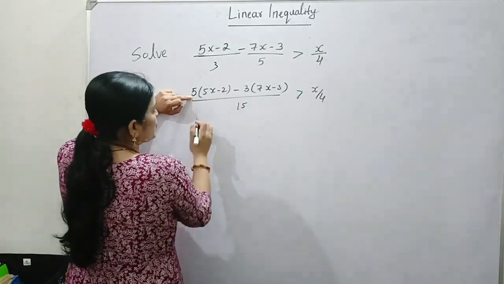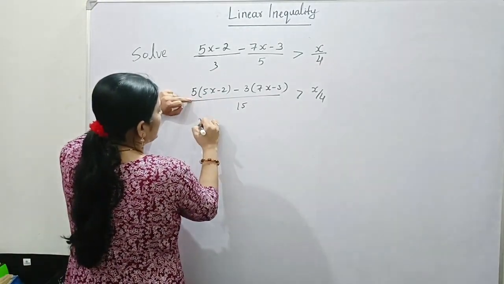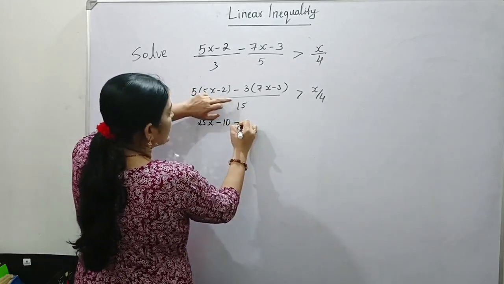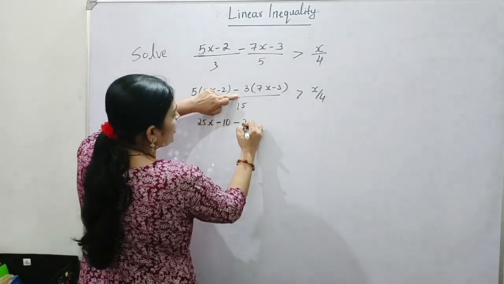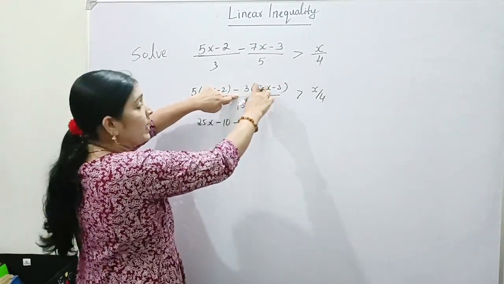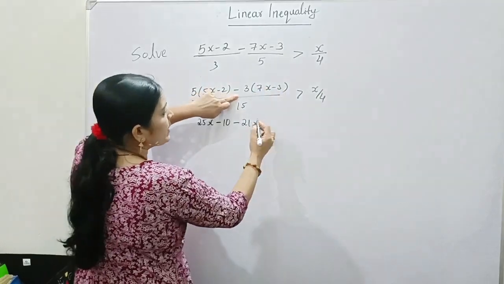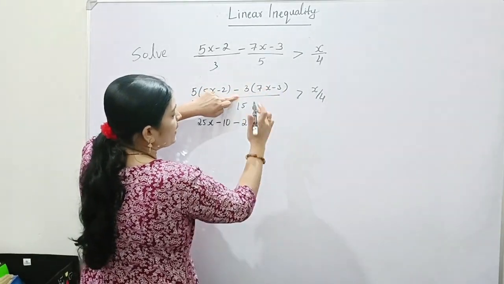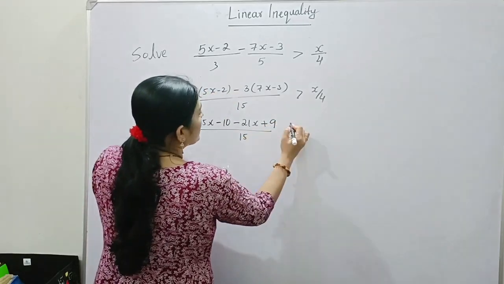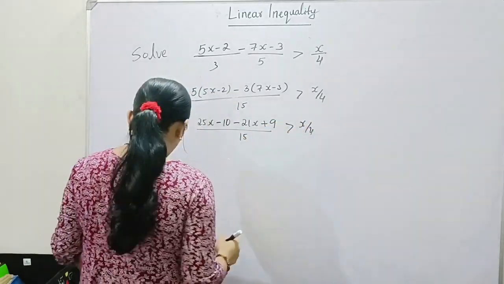Let us expand this one. 5 into 5, 25x minus 10, minus 3 into 7, 21x, and multiply this minus with the two terms, the first term and second term. So this will become minus into minus, plus. So plus 9 divided by 15 greater than x divided by 4.